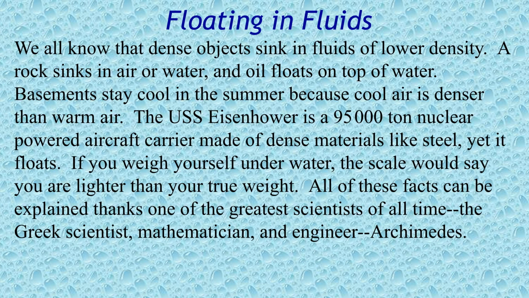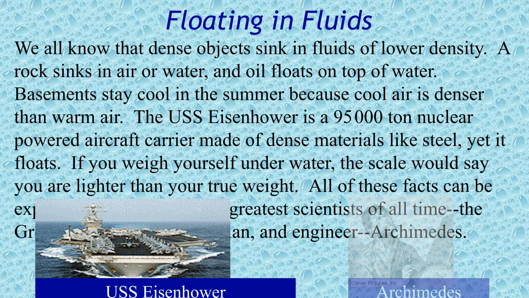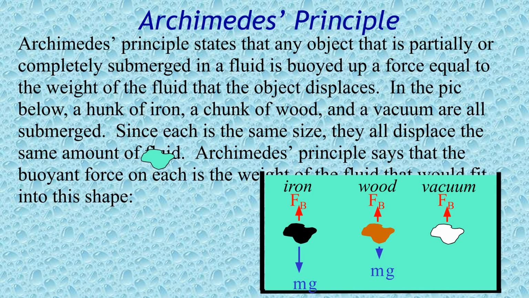We see objects floating in fluids based on density. Even dense objects like the steel in an aircraft carrier can float. This phenomenon, and why objects appear lighter underwater, is explained by the work of Archimedes. Archimedes' principle states that the buoyant force, F_B, on a submerged object equals the weight of the fluid it displaces.